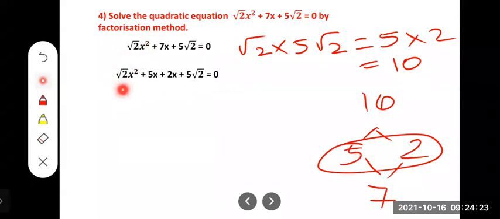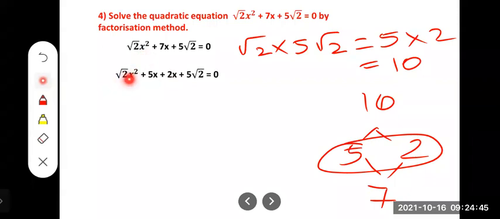Root 2 into x square, root 2x square plus. Instead of the 7x, you can write 5x and 2x. Okay, 5x plus 2x. Then plus this 5 root 2, you write as it is. Now you see, children, you have to take the common out.